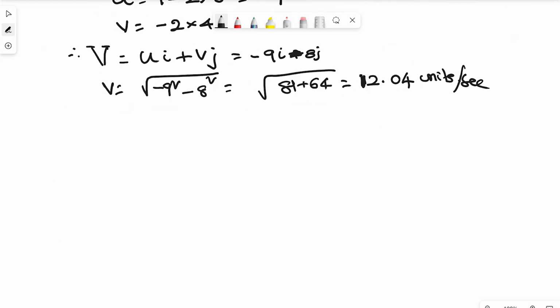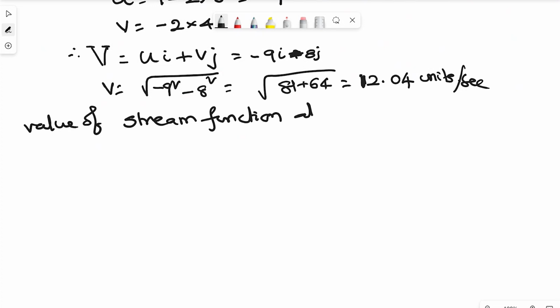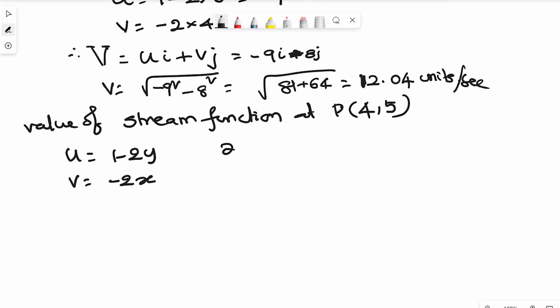Next, the value of the stream function at P (4, 5). We know u is equal to 1 minus 2y, v is equal to minus 2x. We also know that dou psi by dou x is equal to v, dou psi by dou y is equal to minus u. So dou psi by dou x is equal to v means minus 2x.